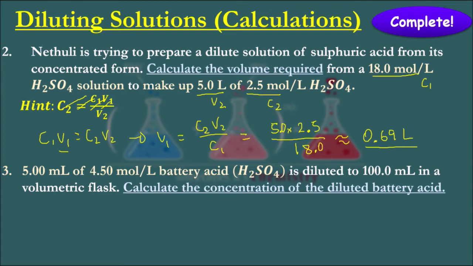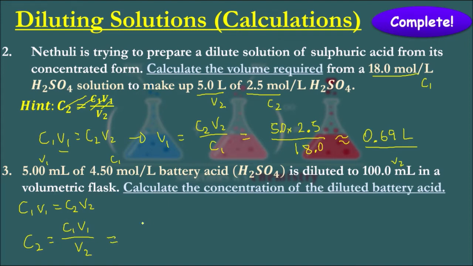Question 3, we have 5 milliliters of 4.5 mole battery acid. It is diluted to 100 milliliters. Calculate the concentration of the diluted battery acid. So again, write out our formula. And what we can see is we want to find C2. So C2 is C1V1 over V2. That hint that I had up here was probably written for this one down here.